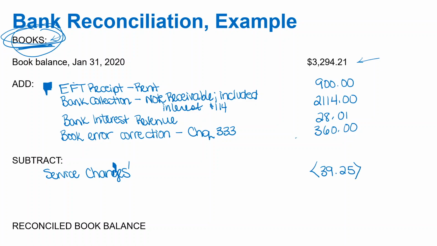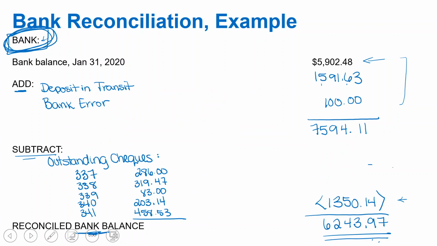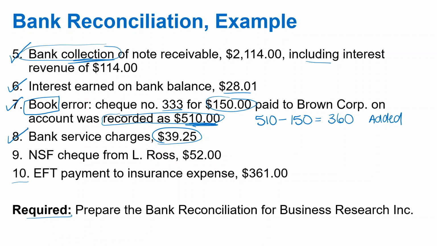So we can go ahead, we finished with this adding section, we can do our subtotal. So we add all of these items up. We get $6,696.22. Okay, so we've got our service charges taken care of.